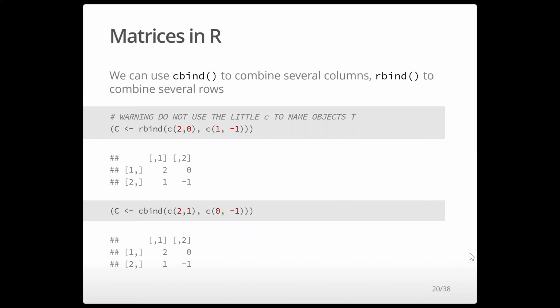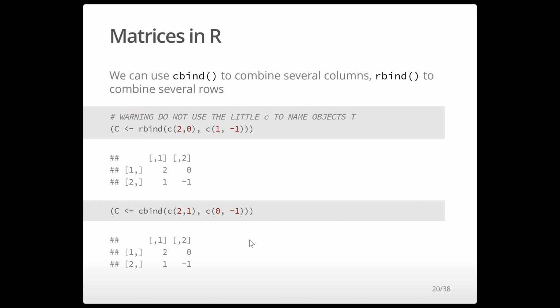So we can do this in R. There are a bunch of different ways we can create a matrix in R. We can use cbind to combine several columns, or rbind to combine several rows. I prefer to use rbind because it's just how my brain thinks. So if I wanted to create this C matrix, I could do rbind of 2, 0, and then 1, -1. You see that gives me the matrix I wanted. Don't name things little c. c is concatenate. Don't do that. T is a typo. Ignore that.